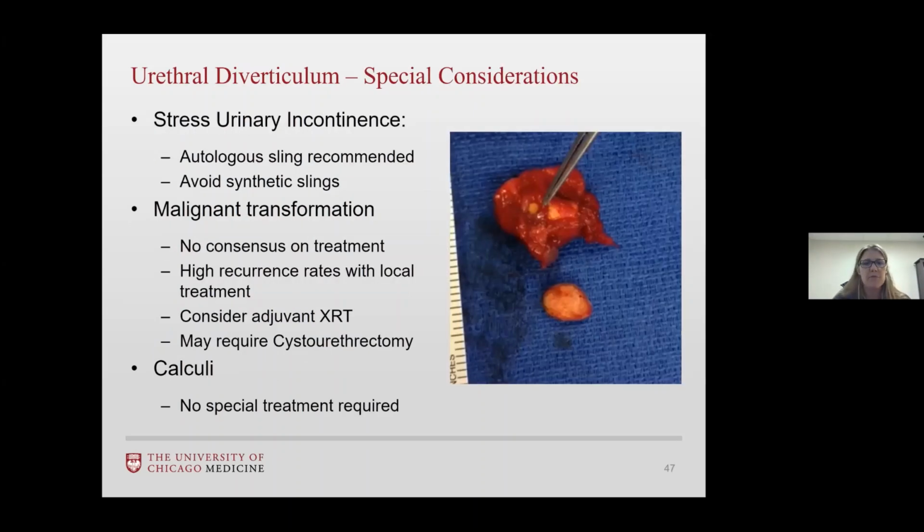So the special considerations for stress urinary incontinence: the autologous sling is recommended, and avoid synthetic slings. You just have to watch out for malignant transformation because there's about a 10% malignant transformation risk rate. There's no consensus on treatment for cancers in the diverticulum, but there are very high recurrence rates with local treatment. You can consider adjuvant radiation, and it may require a cystectomy with urethrectomy for these patients. If they have stones in the diverticulum, there's no special treatment required.